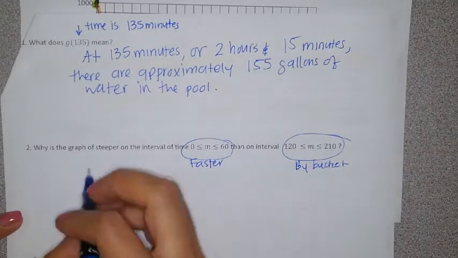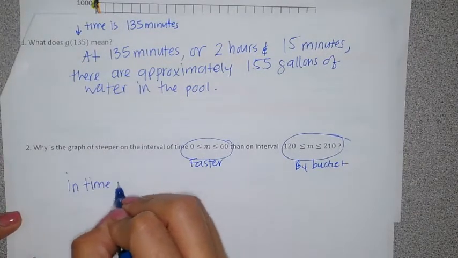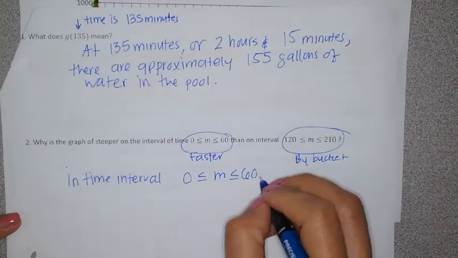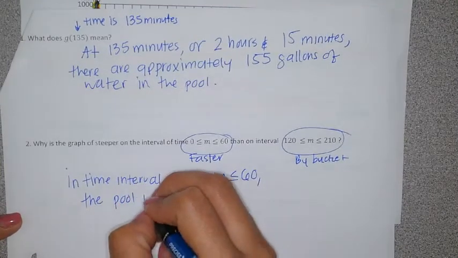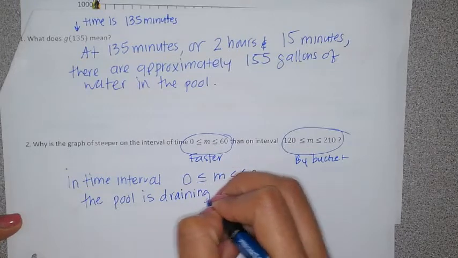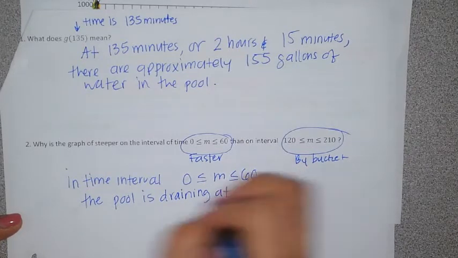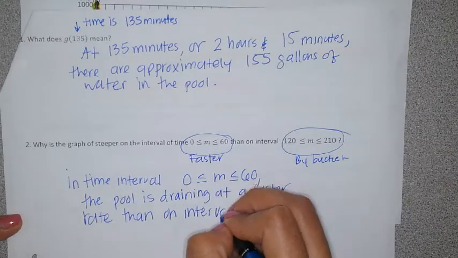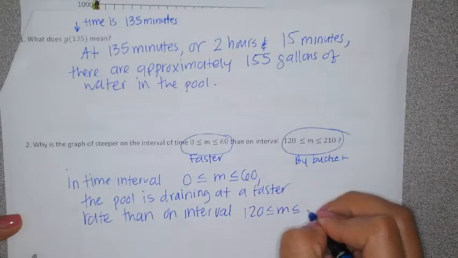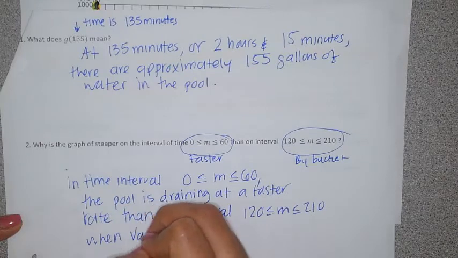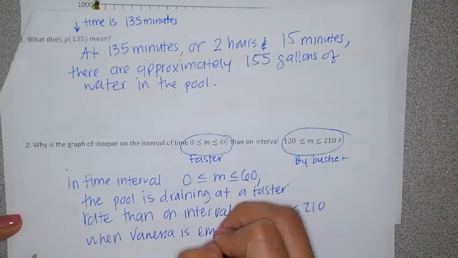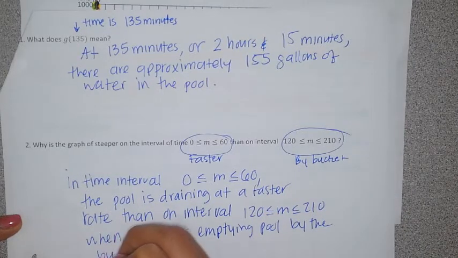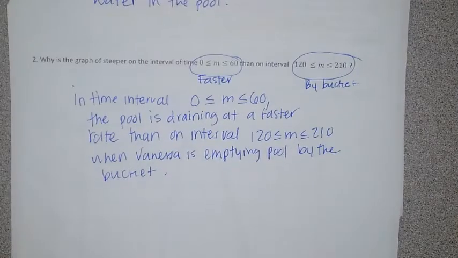So in time interval 0 to 60, the pool is draining at a faster rate. Then on interval 120 to 210, Vanessa is emptying the pool by the bucket. Something like that.